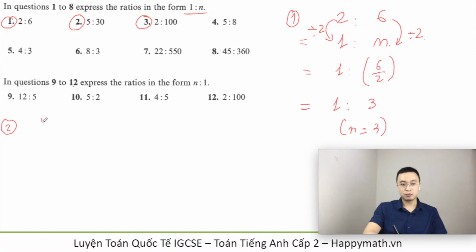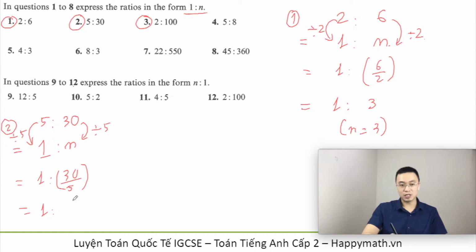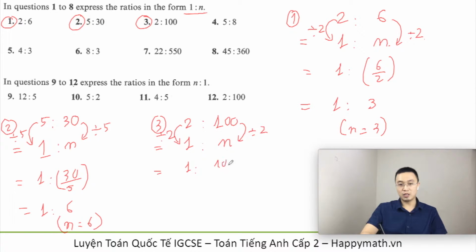The second example, 5 divided by 30. So 1 here and here. The first operation is divide by 5, so the second one has to be the same, for unchanging the ratio, right? 30 divided by 5, and you got 1 over 6. So n equals 6 in this case. And the last one, you got 2 divided by 1000, and it has to be 1 over n. The first operation is easy to figure out: 2 divided by 2 is equal to 1. So you have to apply the same operation in this one. Divide by 2, and 1 here. 1000 divided by 2, you got 1 divided by 500. So n equals 500.